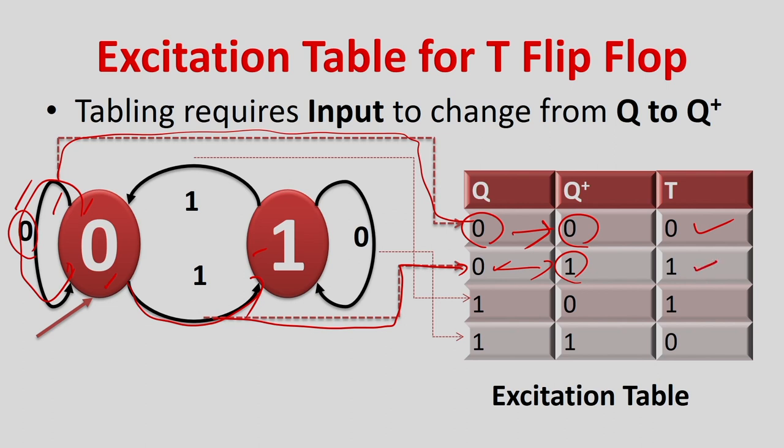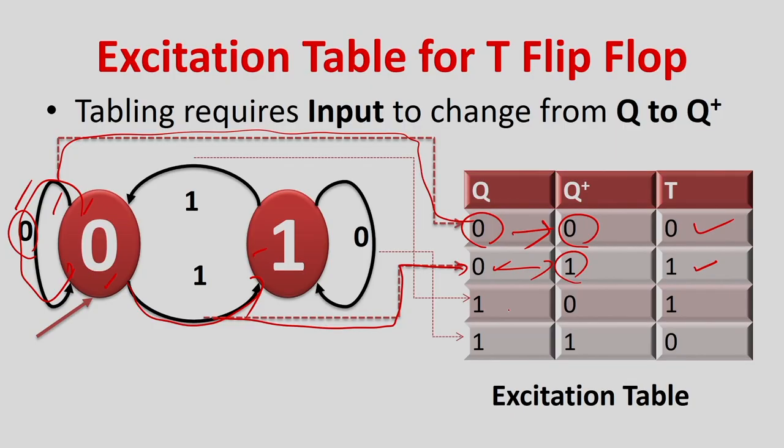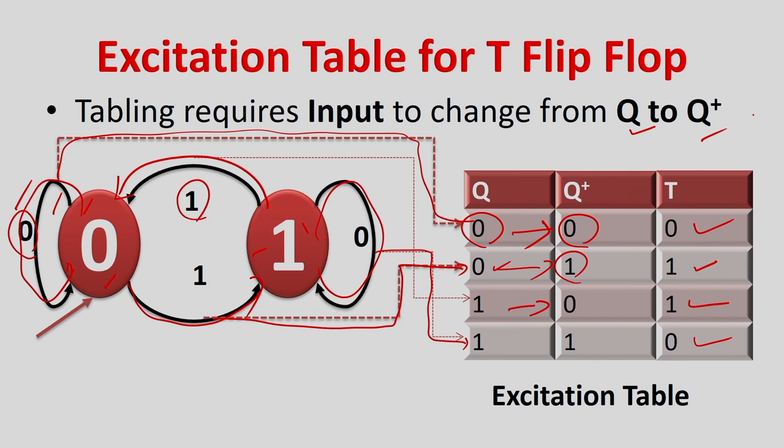From the FSM diagram of the T flip flop, we can easily derive the excitation table. Once the FSM diagram of the flip flop is given, the excitation table is very easy to derive. Similarly, from 1 to 0 we require input 1. From 1 to 1, we require input 0. So from FSM diagrams, we can derive the excitation table, tabling the required input to change from Q to Q plus. Suppose you want to change from 1 to 0, then you require input 1.